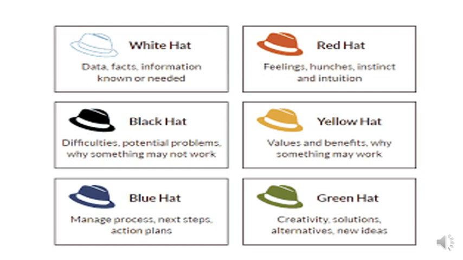The yellow hat, on the opposite side, is where we state the benefits, how something will work well, the values, and the add-ons that the solution will provide for the users. The green hat is about creativity, the solutions, the alternatives, and the new ideas that we have to come up with to solve the challenge.